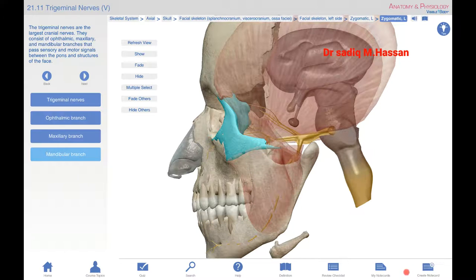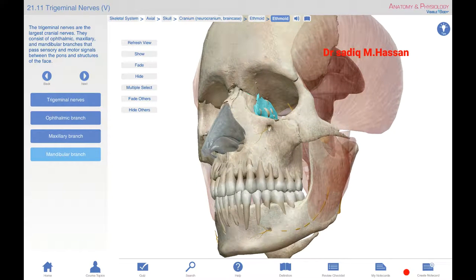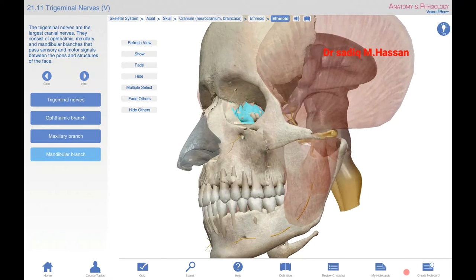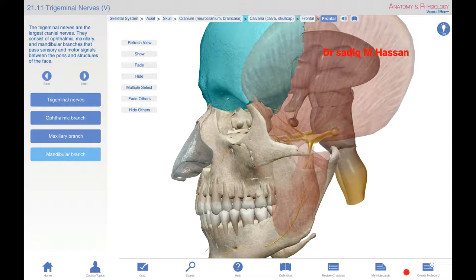So this is the maxilla, and it supplies maxillary structures, and this is the orbit. The orbit is not a structure, it is a hollow. In this orbit is a branch of the trigeminal nerve that supplies the structures above, including parts of the frontal lobe and a little bit of the temporal lobe. It's the ophthalmic branch of the trigeminal. So let us see the next one.